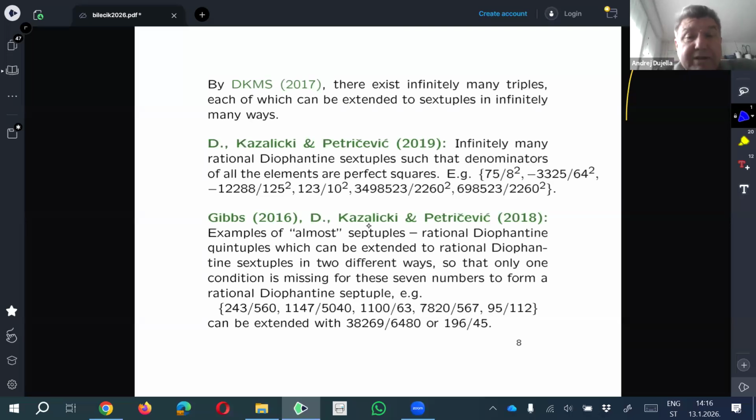But maybe the closest that we can come to seven tuples are something called almost m-tuples. So due to Gibbs, Kazalicki, and Petricevic, now we know almost 100 examples of almost seven tuples. Almost seven tuple means a seventh number where only one condition is missing to be a rational seven tuple. For example, these five numbers together with these two give seven numbers where only one condition is missing. So the only missing condition is that this product plus one is not a square. All other conditions are satisfied.